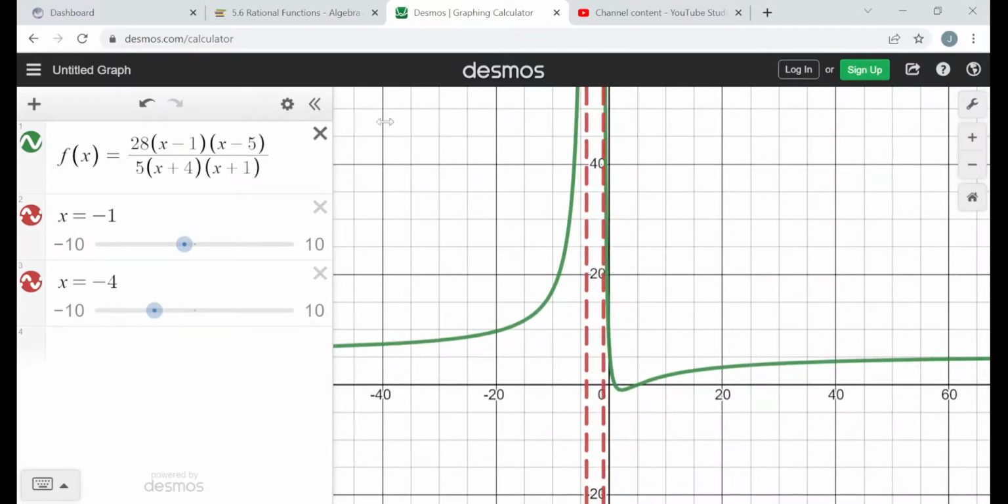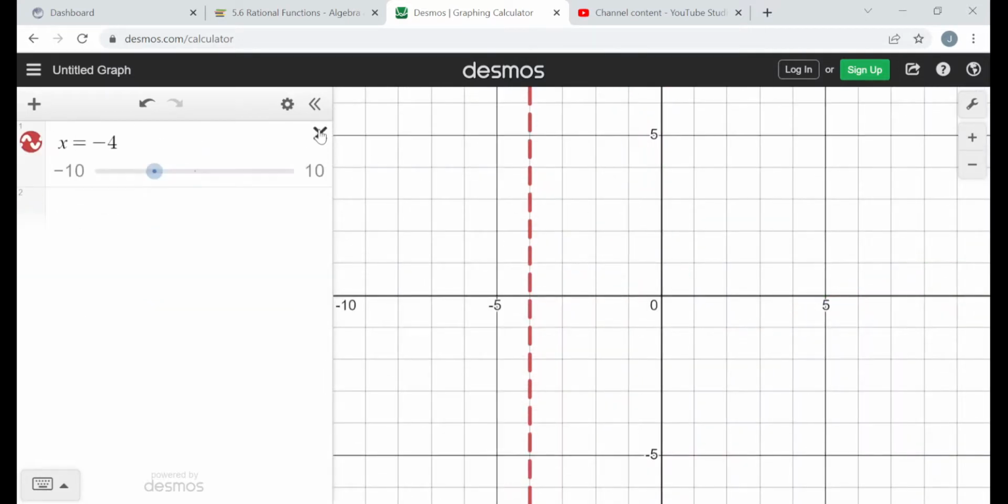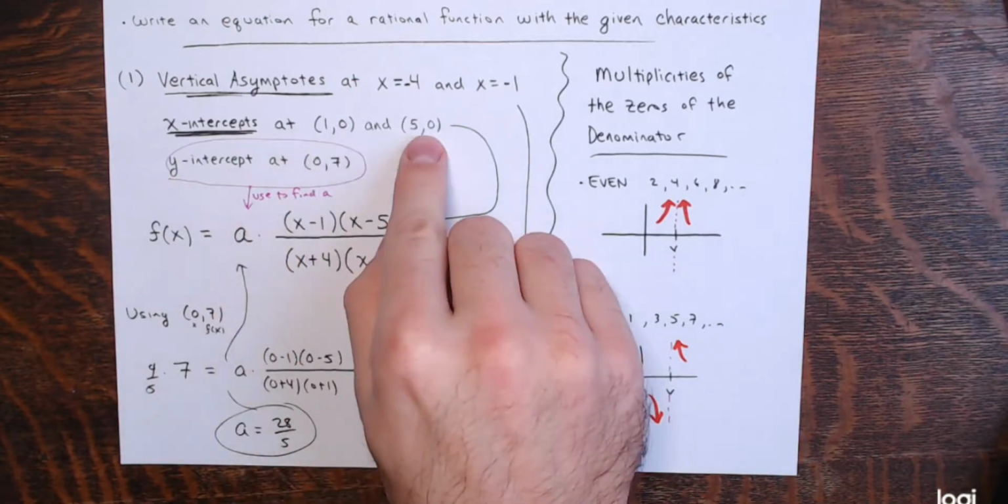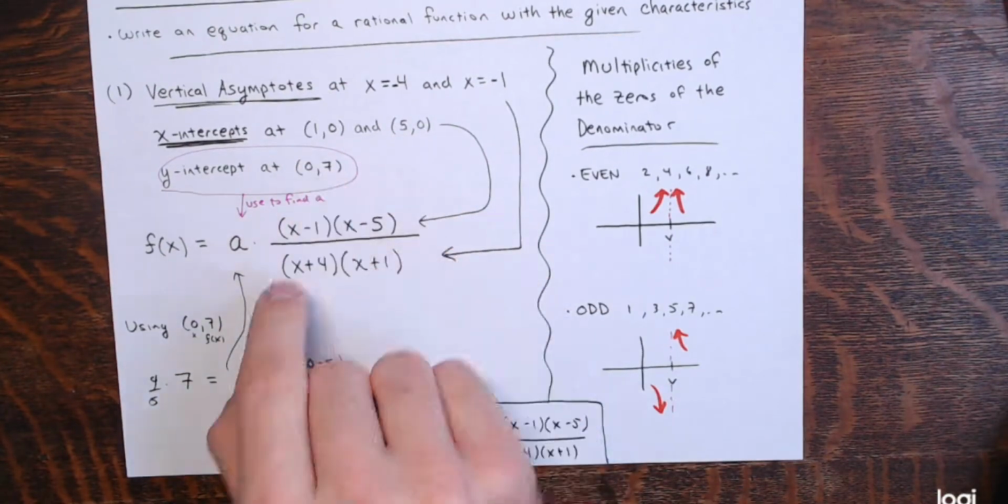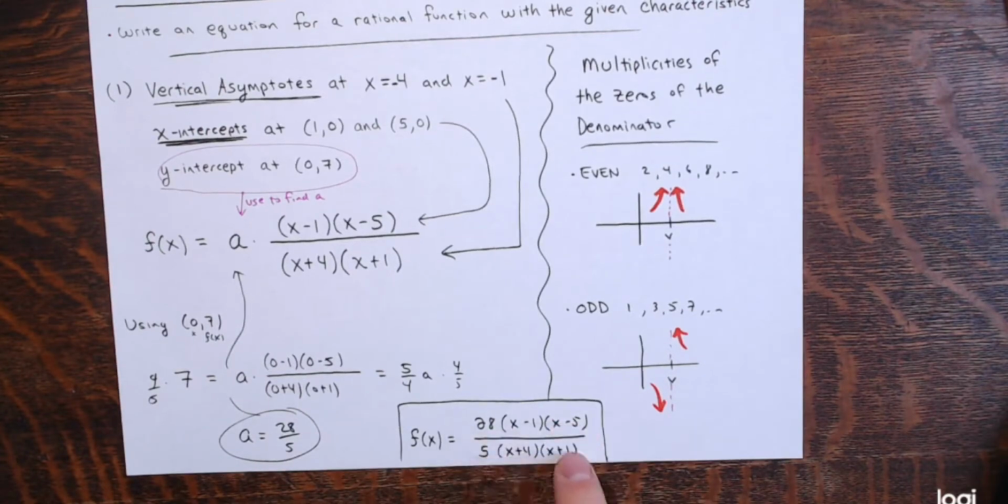So there, I have found an equation for a rational function with all the information they gave me. It had vertical asymptotes at -4 and -1, x-intercepts at (1, 0) and (5, 0), and a y-intercept at (0, 7). This function here is perfect. And again, if you want to multiply the numerator out, multiply the denominator out, go ahead, but it's the same thing.